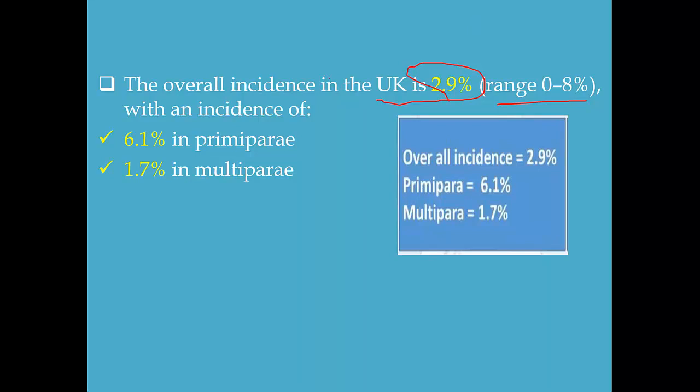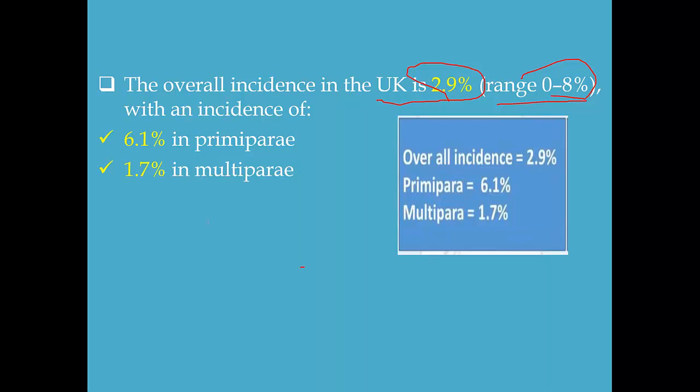Okay, sorry. So now we'll discuss the management of third and fourth degree perineal tear. The overall incidence in the UK is about 2.9%, ranging from 0 to 8%, with the incidence in case of primiparous being 6.1% and in case of multiparous 1.7%. So it is higher in primiparous ladies than multiparous ladies.